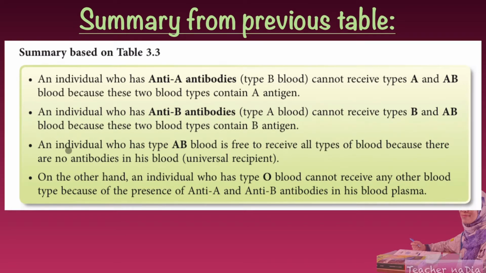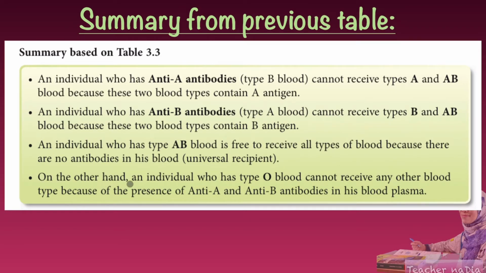An individual who has type AB blood is free to receive all types of blood. Why? Because there are no antibodies in his blood. Since there are no anti-A antibodies and anti-B antibodies, it can receive from any types of blood. And those individuals who have AB blood are also called universal recipients because they can receive all types of blood from any person.